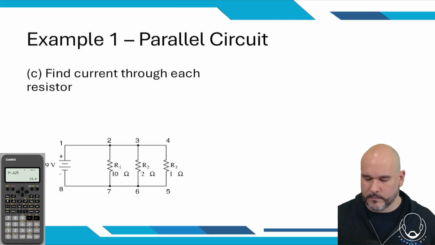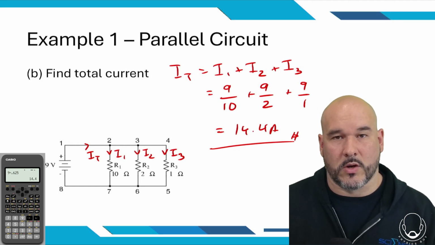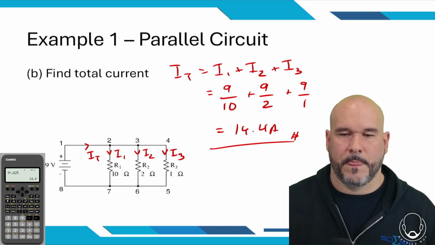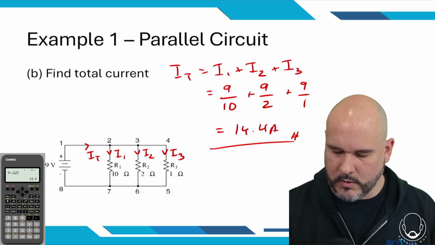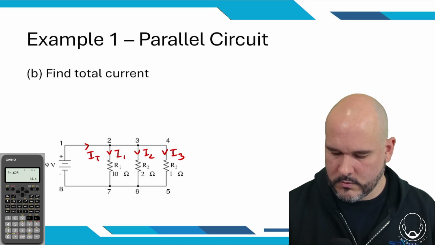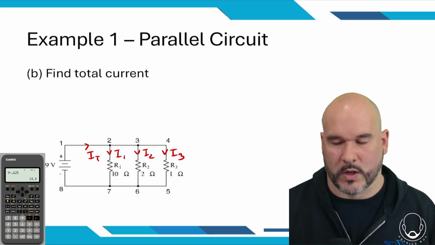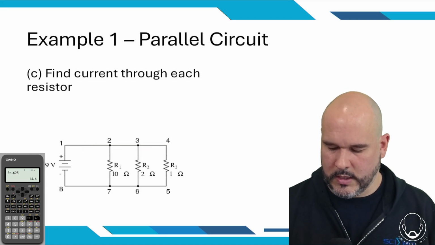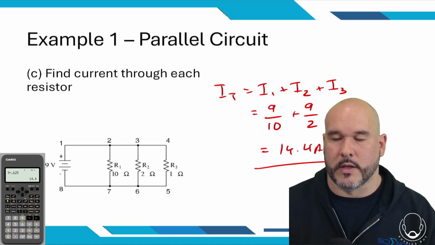Actually, that's pretty hard. All right, let's find the current through each resistor. Well, guess what? We've actually already done that. I got ahead of myself there. I'm going to cheat a little bit. Here's what happens when you do everything in one take: you forget what the next question is. Here's one I prepared earlier. Same deal.